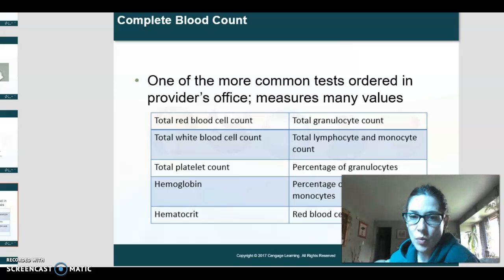Your total white cell count. Obviously, if you have a very high elevated white cell count and your total lymphocytes and monocytes are elevated, that would clinically indicate the presence of an infectious pathogen or some type of systemic inflammatory infection agent in your body.